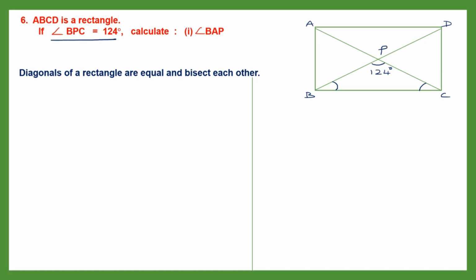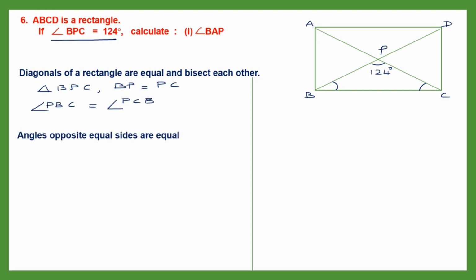So let's write that down very clearly. In triangle BPC, BP is equal to PC. So if that is equal to each other, then we can say angle PBC is equal to angle PCB. And what is the reason? The reason is angles opposite equal sides are equal. So this becomes an isosceles triangle. These are equal sides and the angles opposite that are equal. So now we don't know the value of these two angles. We'll name it as x. They are equal. So this will be x and this also will be x.